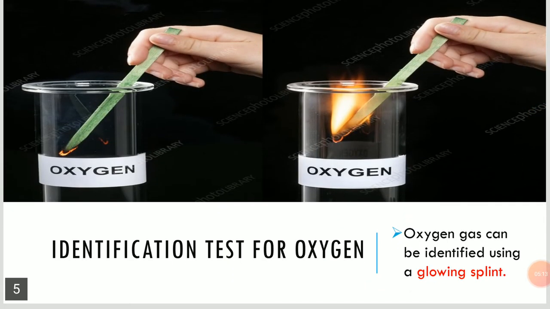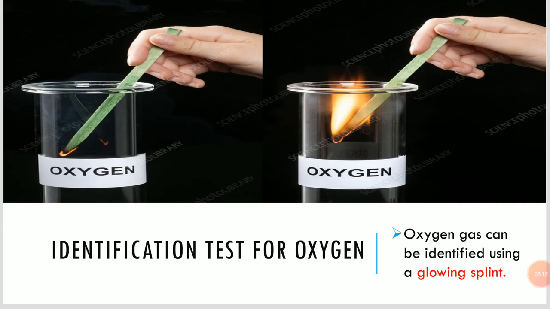Okay, let's begin with the identification test for oxygen. Oxygen gas can be identified using a glowing splint. So, if a glowing splint is put into a test tube containing oxygen, it will relight. This is because oxygen supports combustion.